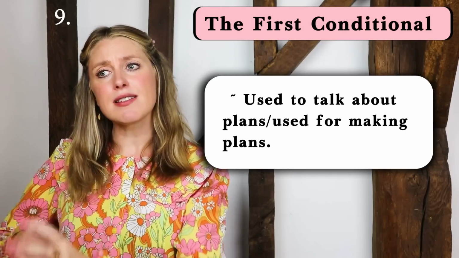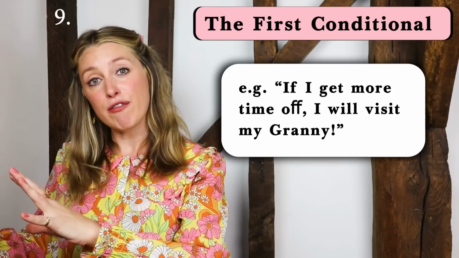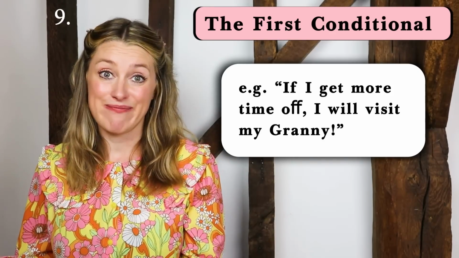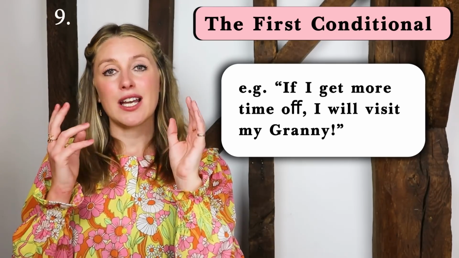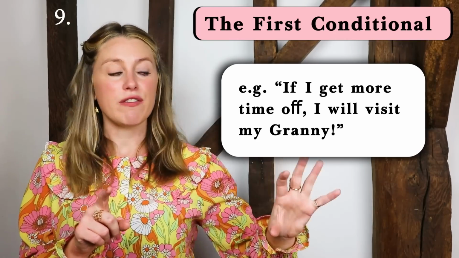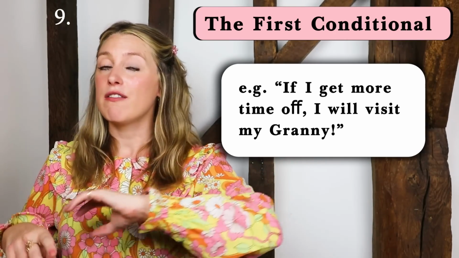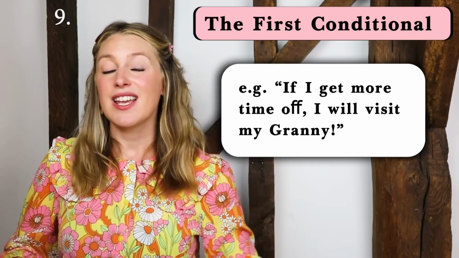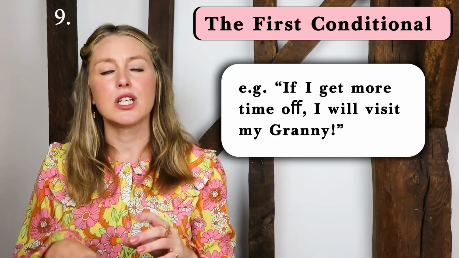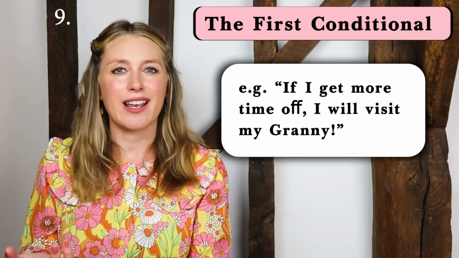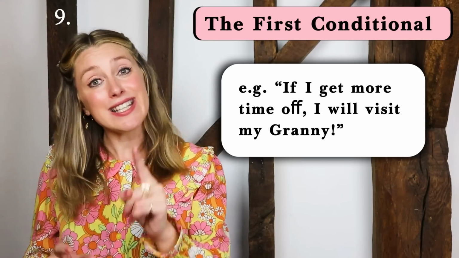If something happens, something will result. For example, if I get some time off, I will visit my granny. Okay, so that's a plan I've just told you about using the first conditional. I needed to use that because in order for me to see my granny, I have to get time off. So one thing has to happen for the other thing to result. And that's the great thing about the first conditional. It's very logical. It's very possible. That doesn't always happen with learning English. It's often quite confusing and doesn't make any sense. But at least this one does.